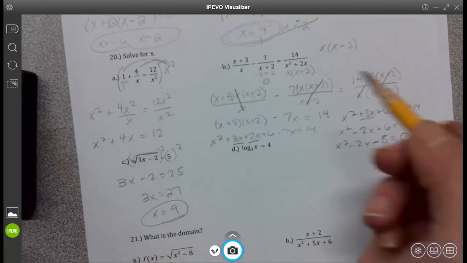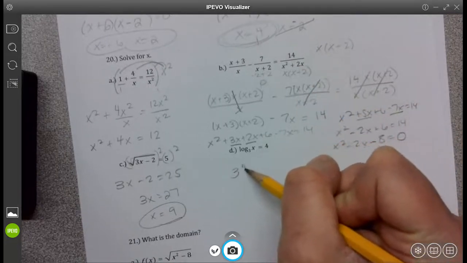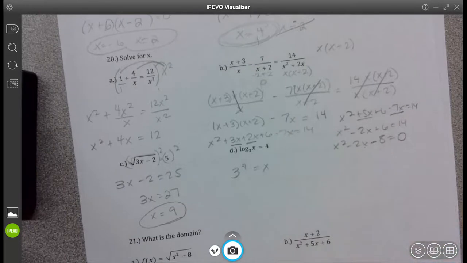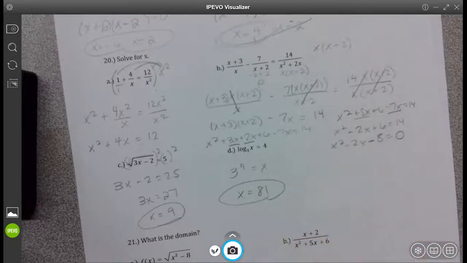Part D, this is saying 3 to the 4th gives you x. Change from log to exponential. X is going to be 9 times 9 or 81.